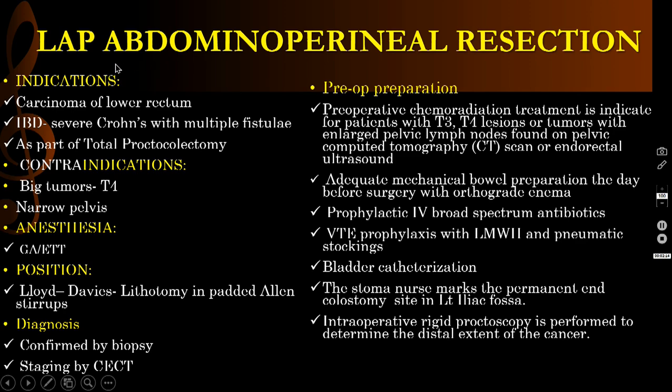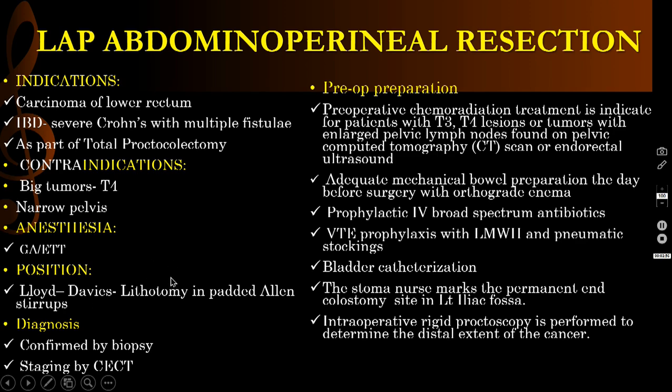So I told you already the indications. It is carcinoma in the lowest part of the rectum, IBD, that is especially severe Crohn's with multiple fistulae, and as part of total proctocolectomy. Contraindication, big tumors, that is T4 tumors, and those patients who are having very narrow pelvis. Of course, anesthesia, we have to give general anesthesia with endotracheal tube intubation. Position is modified Lloyd Davis lithotomy position with padded Allen stirrups.